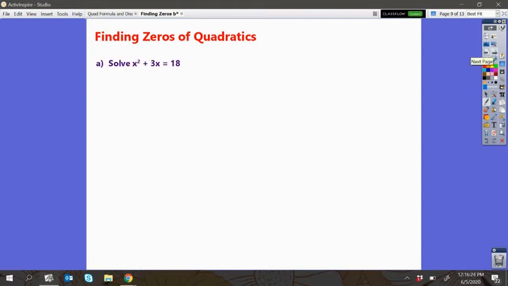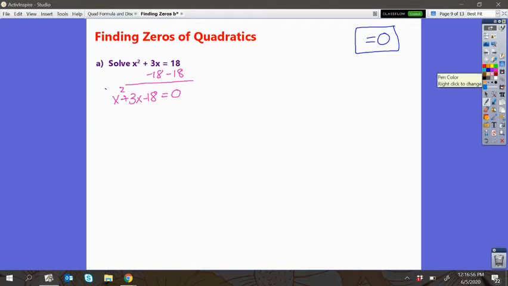Let's do a couple of examples. Here in letter A, we need to solve x squared plus 3x equals 18. Now remember, your problem has to say equals 0 on one side, otherwise that zero product property rule doesn't work. So first thing that we're going to do is subtract 18 from both sides so that I get an equals 0 at the end. So now I have x squared plus 3x minus 18.